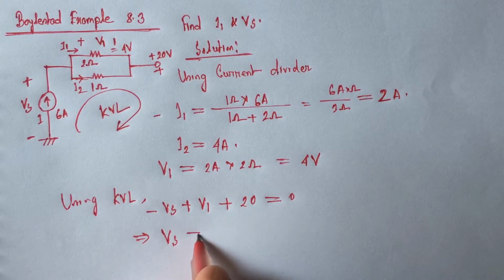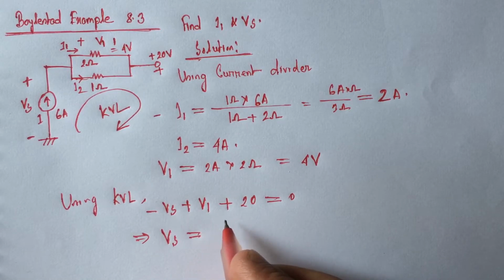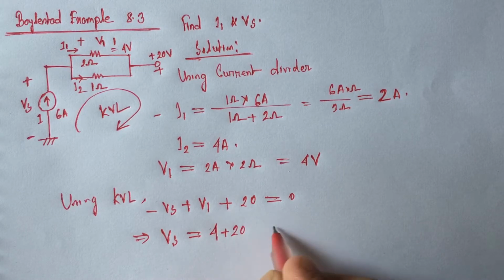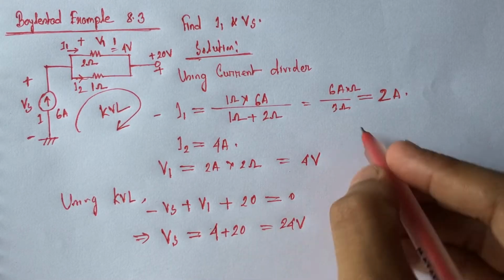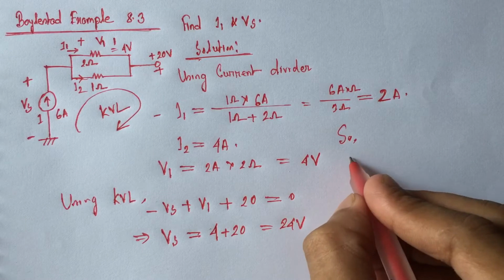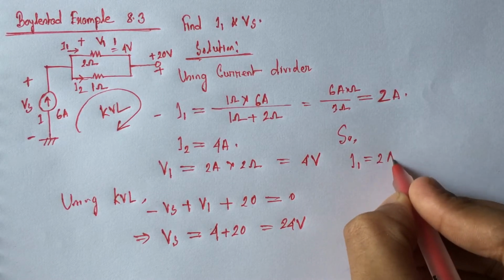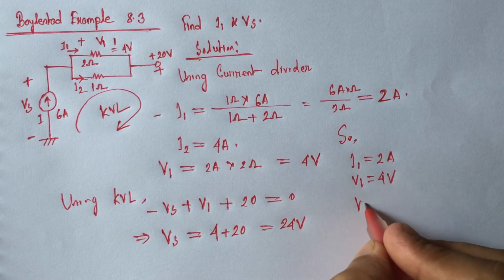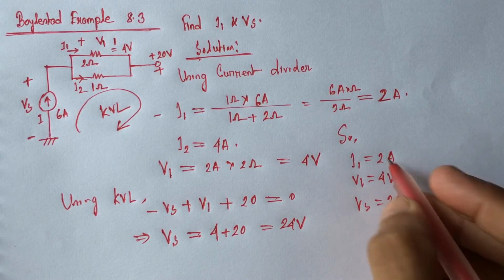Vs is equal to V1 which is of 4 volt, 4 plus 20, that is 24 volt. So I1 is equal to 2 ampere, V1 is equal to 4 volt, and Vs is equal to 24 volt.